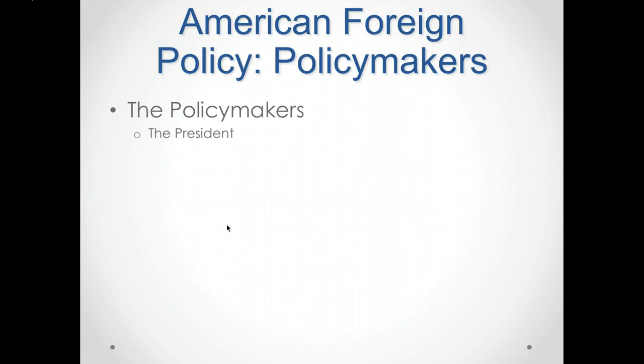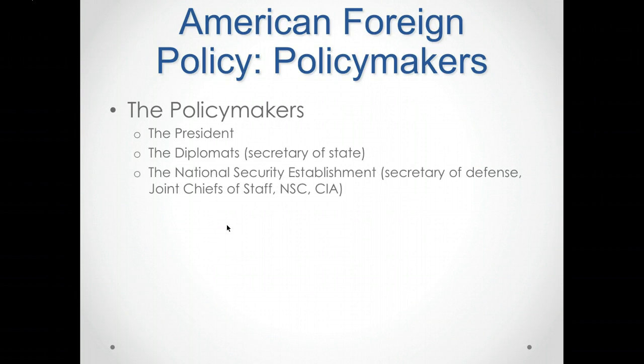American foreign policy makers, we've got obviously the president, the diplomats. Diplomats are led by the U.S. Secretary of State, and the national security establishment, which is the Secretary of Defense, the Joint Chiefs of Staff. The Joint Chiefs of Staff are the heads of the Army, Navy, and Air Force. And then there's the chairman of the Joint Chiefs of Staff. These people give the president information on security issues from a military standpoint.